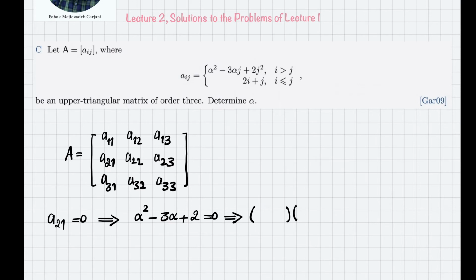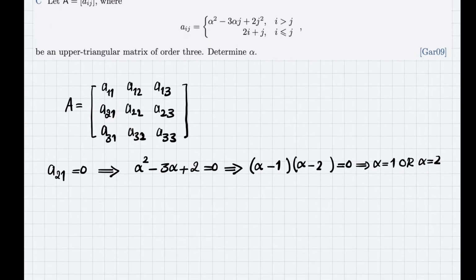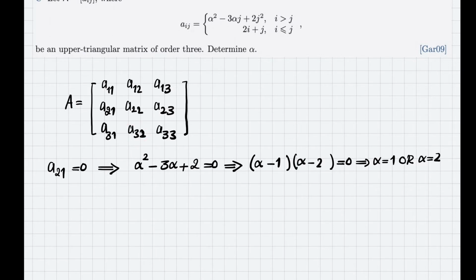So I put an alpha here, and I ask myself that I need 2 numbers whose sum is minus 3 and the product is positive 2, so those numbers are simply found to be minus 1 and 2, and this is equal to 0. Now the product of 2 numbers is equal to 0, so either this one is 0 or that one is 0, so this implies that alpha is equal to 1 or alpha is equal to 2. So these 2 values guarantee that this entry is 0, but that's not enough. I have to force that this entry should also be equal to 0.